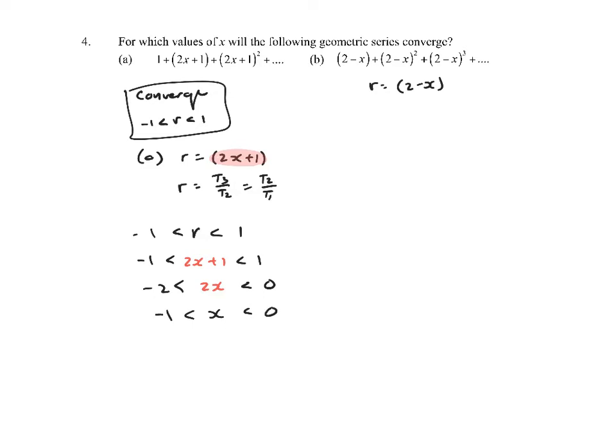Alright, and then for the next one, for question B, the ratio is 2 minus x. It will converge when r is between minus 1 and 1. So 2 minus x must be greater than minus 1 and less than 1. So therefore, minus 2 on both sides: negative 1 minus 2 and 1 minus 2. So negative x should be greater than negative 3 and less than minus 1. And then you just divide every single term by negative 1. What happens to an inequality sign if you divide by a negative again?